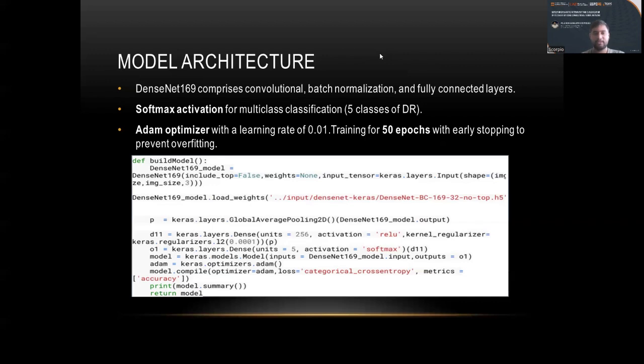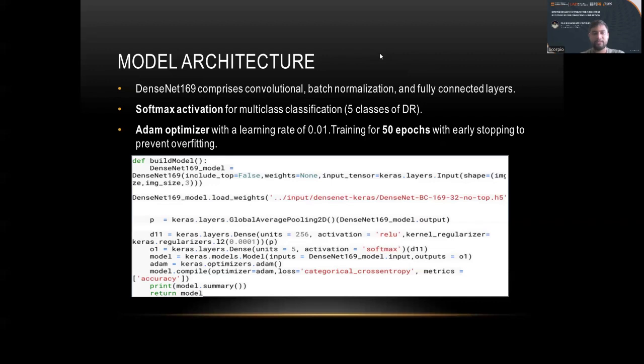We didn't use DenseNet 169 as is. We customized the architecture to better suit the task of diabetic retinopathy detection. Specifically, we added additional layers for classification. These additional layers help refine the feature map extracted by DenseNet, making the model more tailored to identifying different stages of diabetic retinopathy.